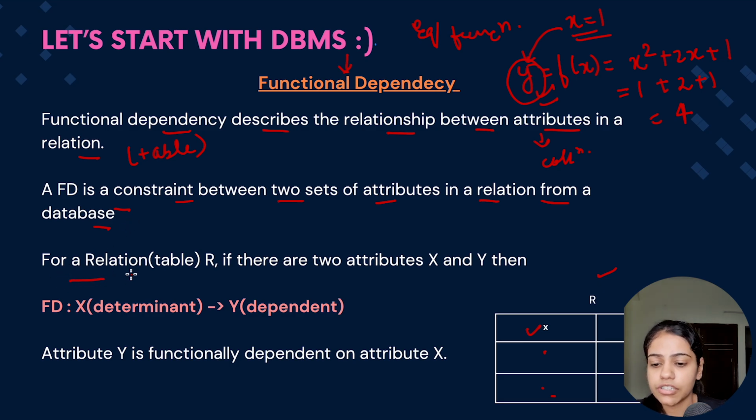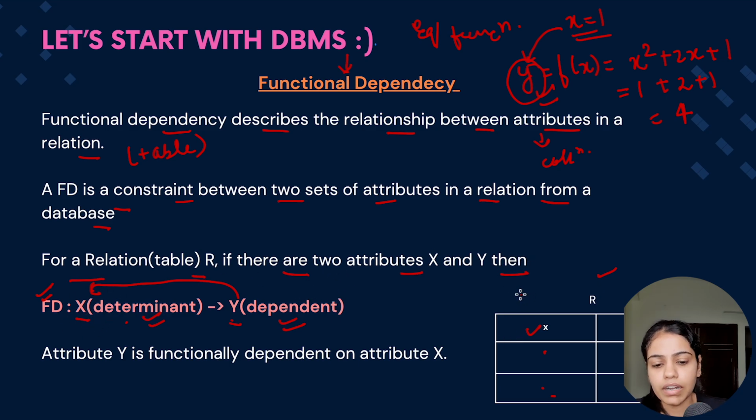Now for a relation table R, if there are two attributes x and y, then we can say the functional dependency is x determines y, or we can say y is functionally dependent on x, where y is called the dependent and x is called the determinant. So x is called the determinant because if we know the value of x, we can determine the value of y, and y is somehow dependent on the value of x. So if I know the value of x, I can find the value of y.